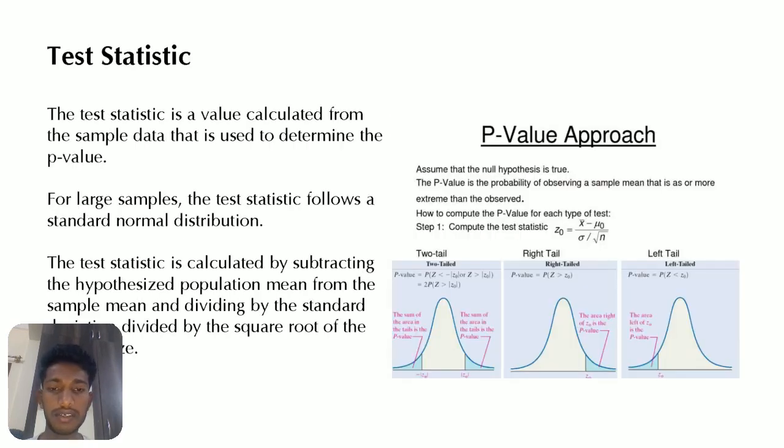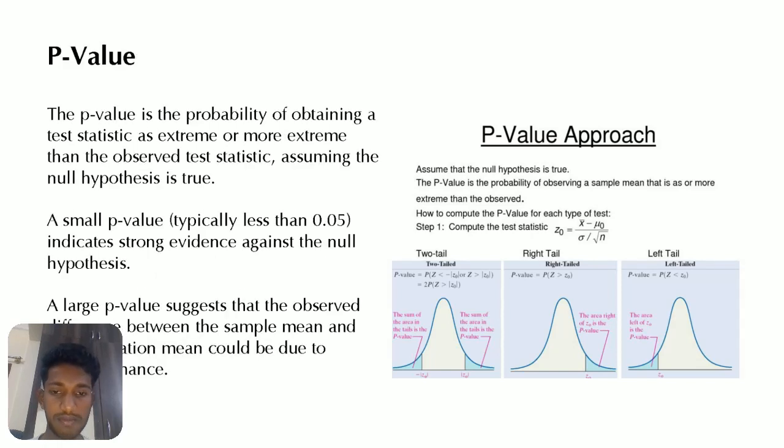Test statistic. The test statistic is a value calculated from the sample data that is used to determine the p-value. For large samples, the test statistic follows a standard normal distribution. The test statistic is calculated by subtracting the hypothesized population mean from the sample mean and dividing by the standard deviation divided by the square root of the sample size.